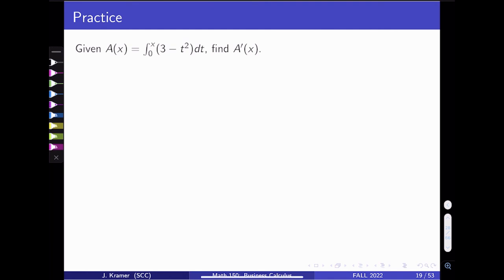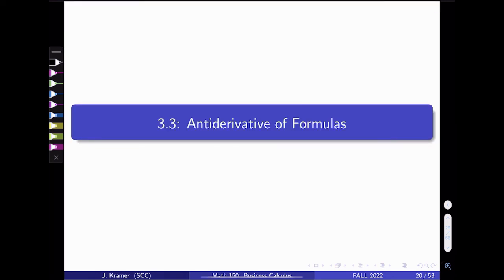So given that A of x is the integral from 0 to x of 3 minus t squared dt, we want to find A prime of x. And so the derivative of the accumulation function is going to be the original function, which would just be 3 minus x squared. We'll put all of this together to use in antiderivative formulas in the next section.